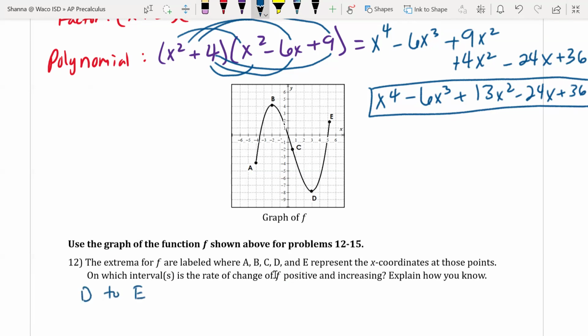Do we see why? That's because D to E is concave up. A to B is concave down. There we go. So it is increasing and concave.